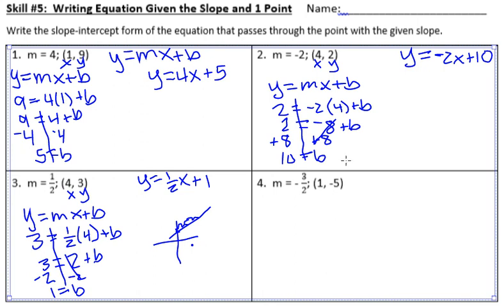All right, moving on to this one. I already know my slope, so it's going to be y equals negative 3/2 x. Now I need to find my y-intercept. Here's x, here's y. So y is equal to mx plus b.